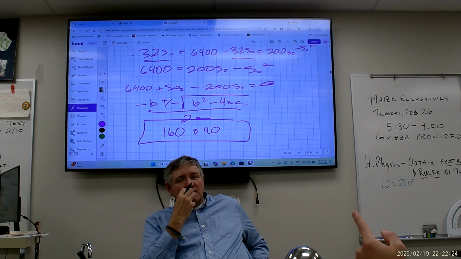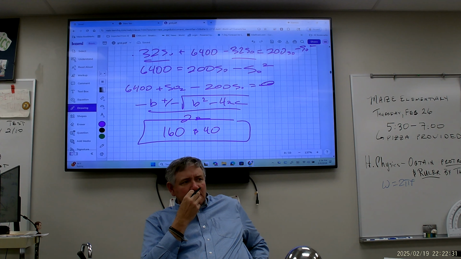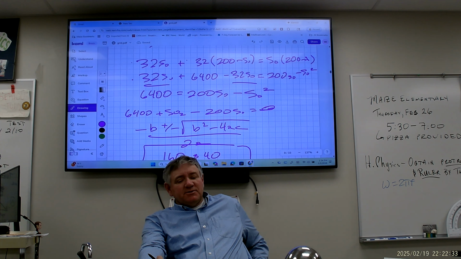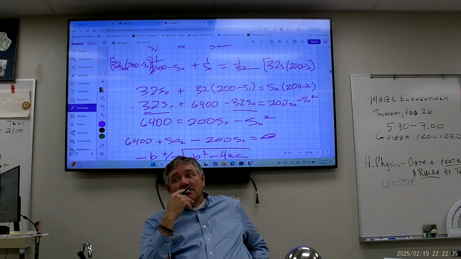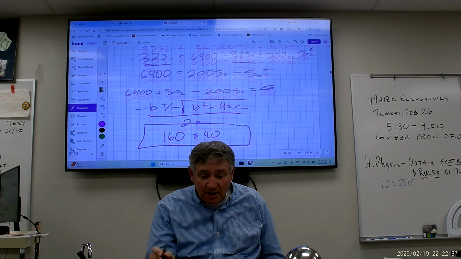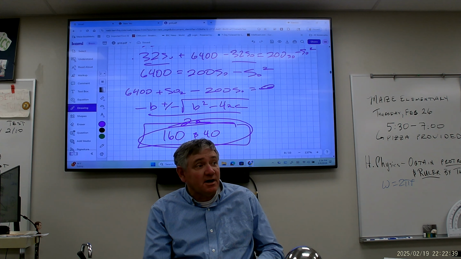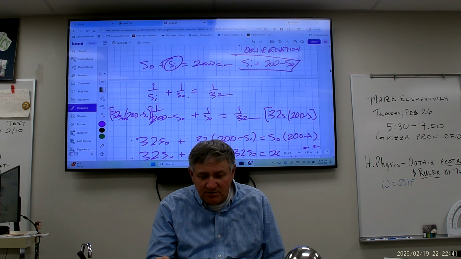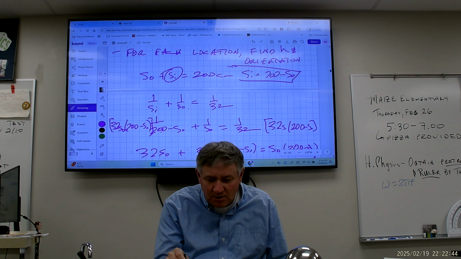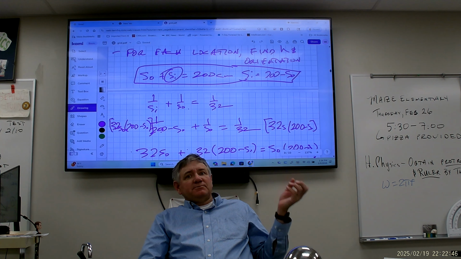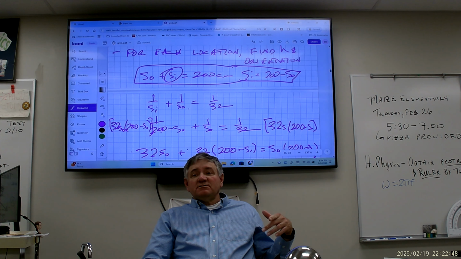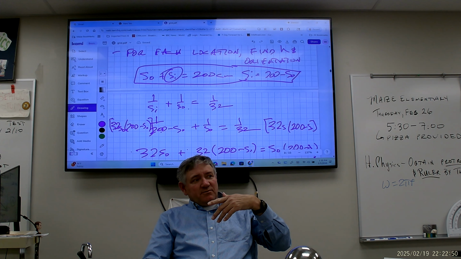Because there's 2 sets. What do they add up to? 200. They have to add up to 200, because we said initially that s_o plus s_i had to add up to 200. So as soon as you find one, you know what the other one is.